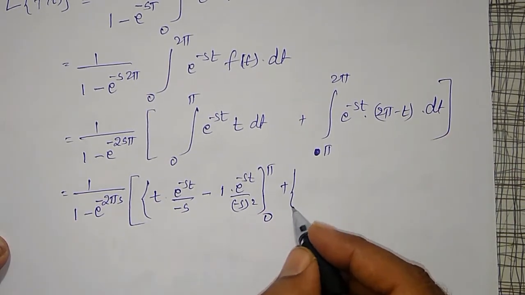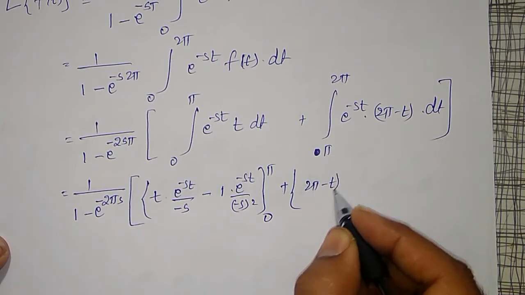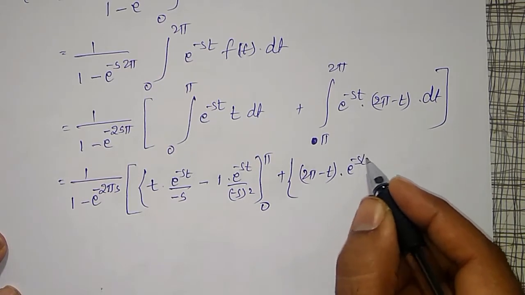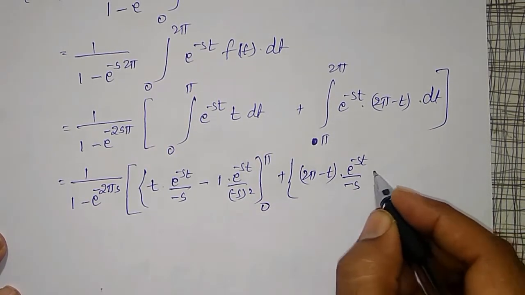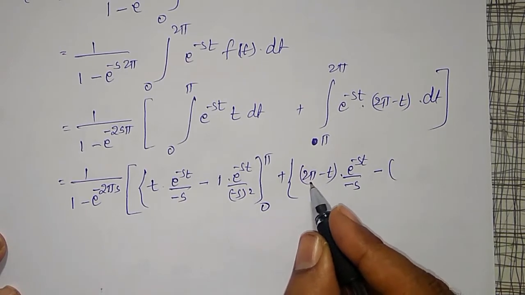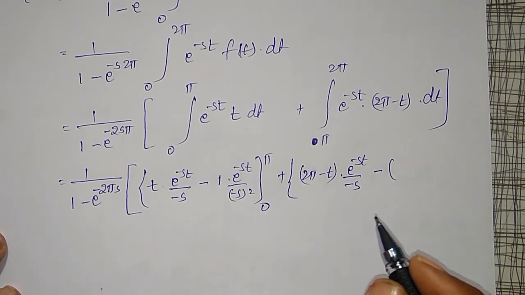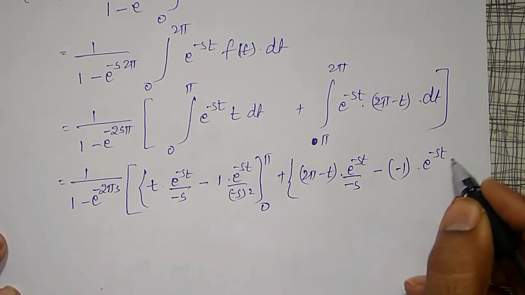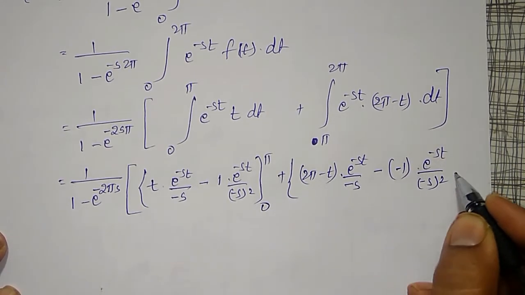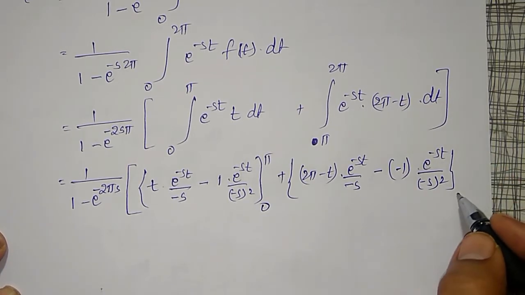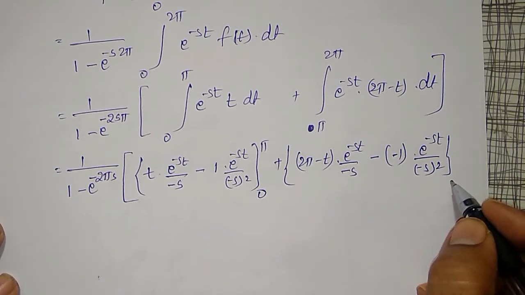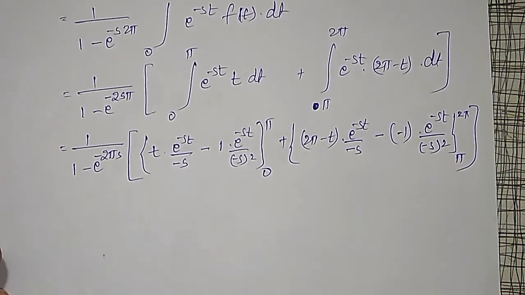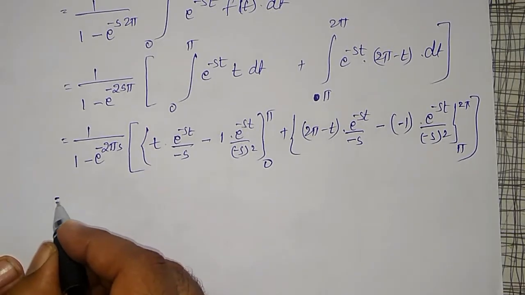Next is this one, that is 2 pi minus t into integration of e to the power minus st is e to the power minus st divided by minus s, minus differentiation of 2 pi minus t is minus 1 into e to the power minus st divided by minus s square. Okay, this is between the limits pi to 2 pi. These upper limit and lower limits are to be substituted and simplified.